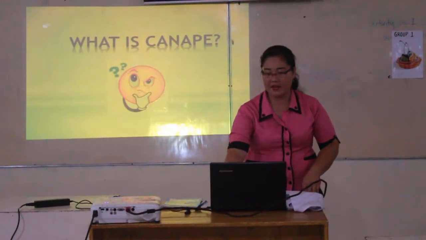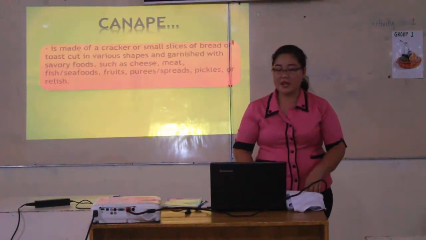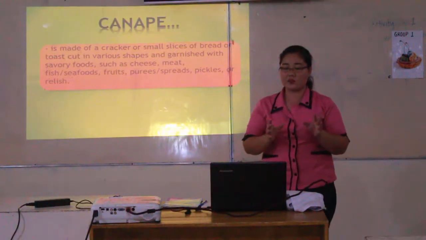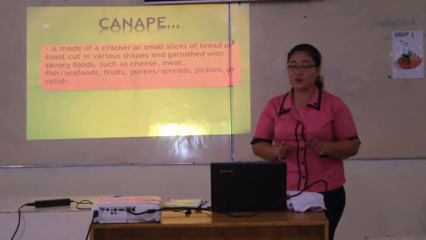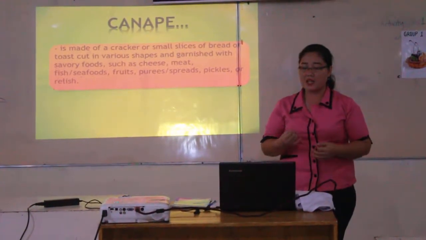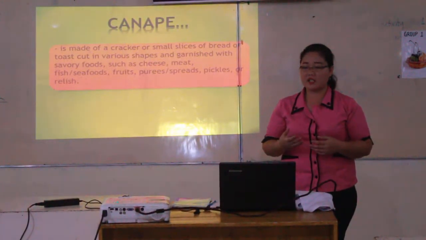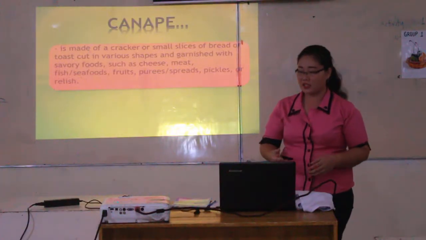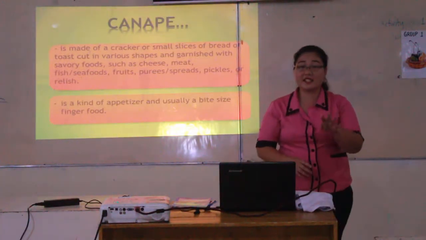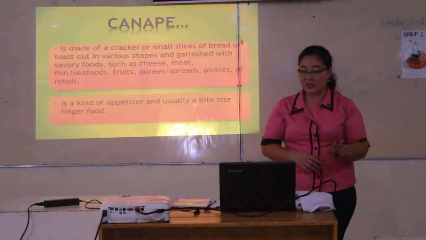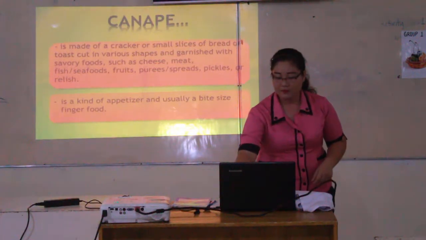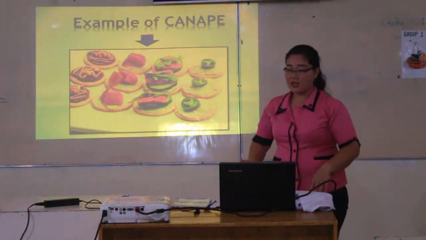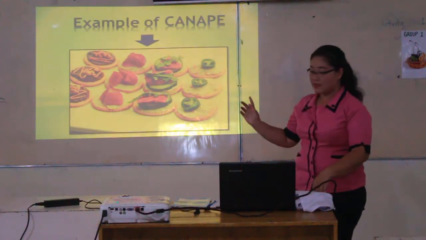But what is canapé? A canapé is made of cracker or small slices of bread or toast, cut in various shapes and garnished with savory foods such as cheese, meat, fish or seafoods, fruits, purees, spreads, pickles, or relish. And it is a kind of finger appetizer and usually a bite-sized finger food. So here are the examples of canapé, as you can see.